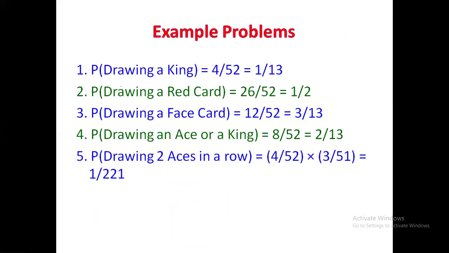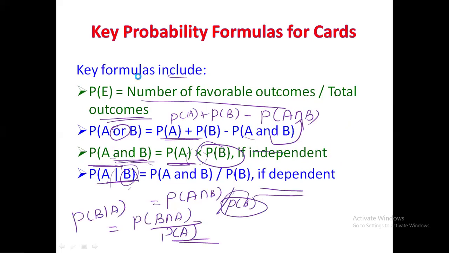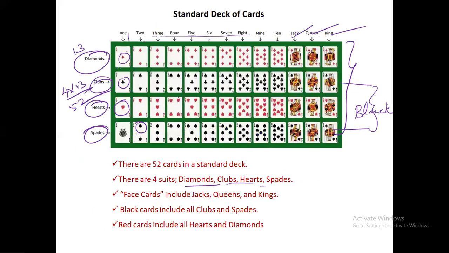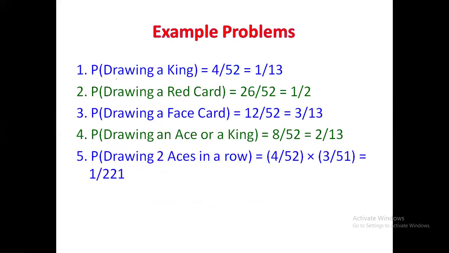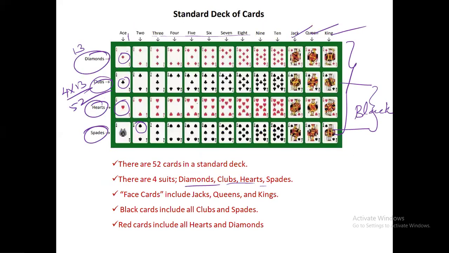So in this deck of cards, we are solving some problems. The king: how many kings are there? Four kings are there. So the probability of king is given by 4 divided by the total number of cards, which is 1 by 13. Probability of drawing a red card: how many red cards are there? Here 13. How many red cards are there?